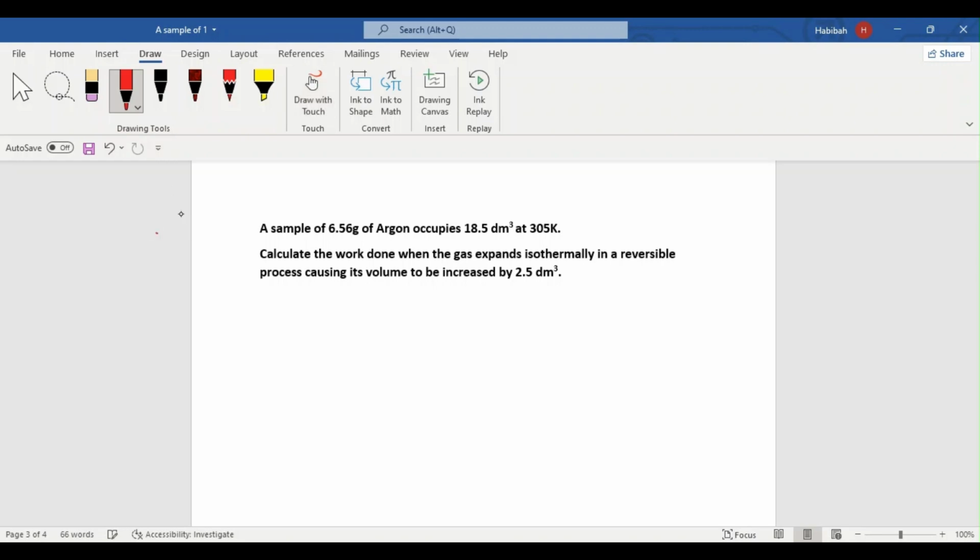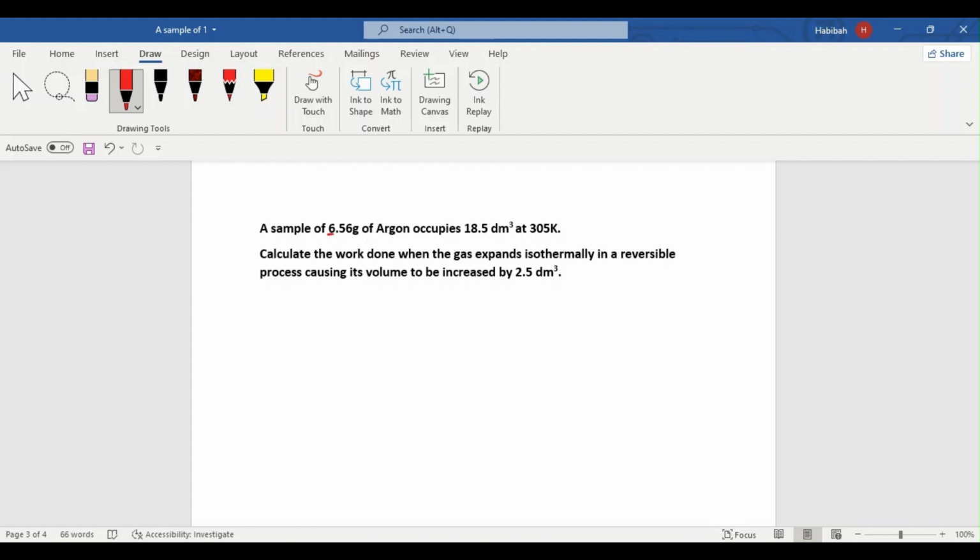A sample of 6.56 grams of argon occupies 18.5 dm³ at 305 kelvins. Calculate the work done when the gas expands isothermally in a reversible process, causing its volume to be increased by 2.5 dm³. So the first thing you have to do is you're told that a sample of a particular amount of gas occupies 18.5 dm³.